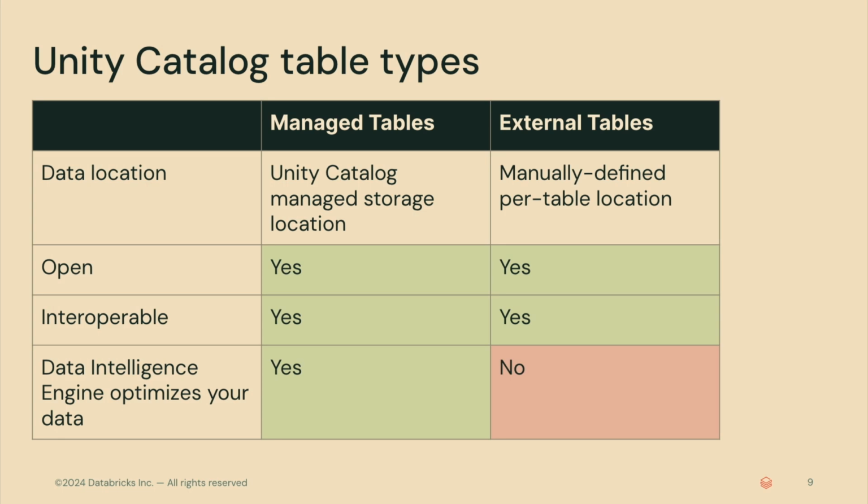Now, with both of these table types, they're going to be open, right? They sit in storage that you control in the open source Delta Lake format. And they're also going to be interoperable. The idea being you can bring any tool you want to the job, and we'll talk about how that's the case. But the big difference between the two is that with managed tables, we're going to bring the data intelligence engine to bear against your data, and we're going to be able to optimize your data and do a bunch of automated management to give you better performance and ease of use.